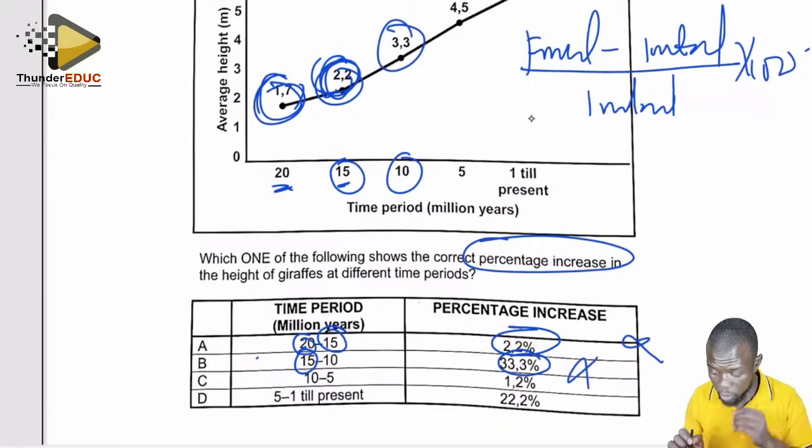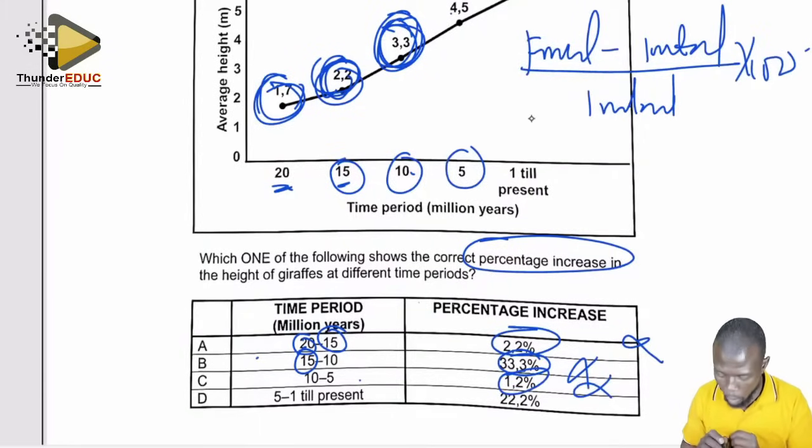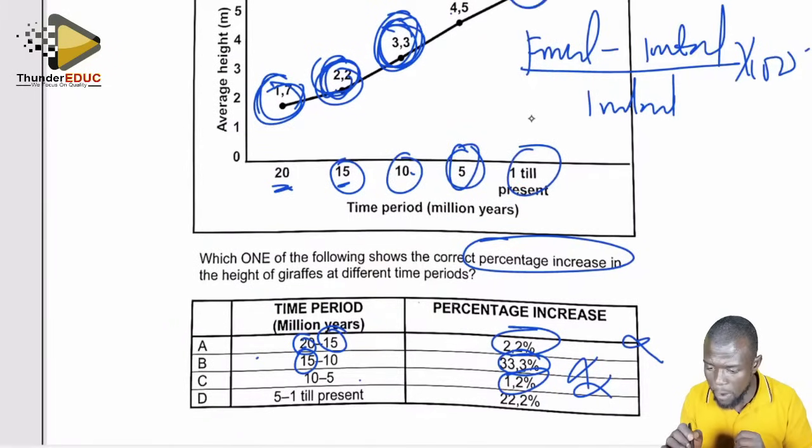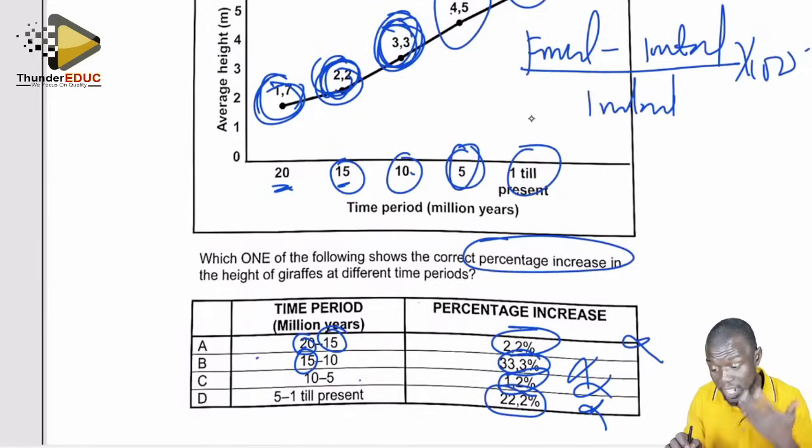If you don't get it, then it's wrong. 10 to 5: 10 is 3.3, and at 5 it is 4.5, so 4.5 minus 3.3 divided by 3.3 times 100. Do you get this? If no, this is wrong. Then 5 until present is 5.5 minus 4.1, that is 1, divided by 4.5, then times 100. If you get it, then that's the correct answer.